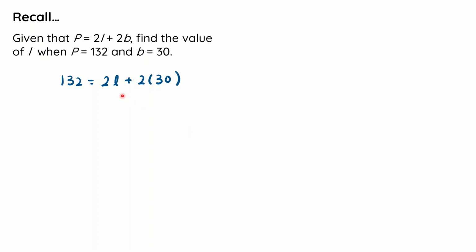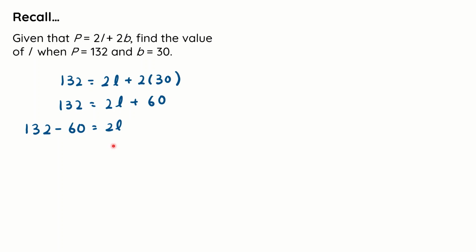Then, because our objective is to find out what is L, perhaps what you will do first is to compute the value of 2 times 30, which is 60. And since our objective is L, we will first begin by moving the 60 over to the left, such that we can leave L behind, so that L is the subject, the main objective of our manipulation. So we will get 132 minus 60 is equals to 2L.